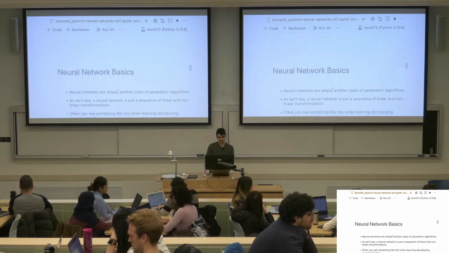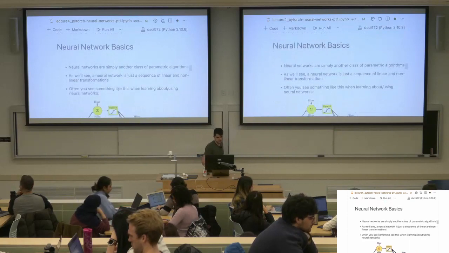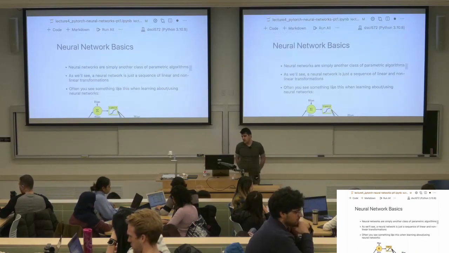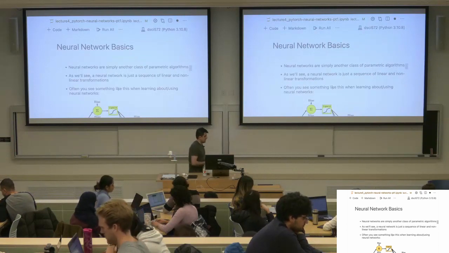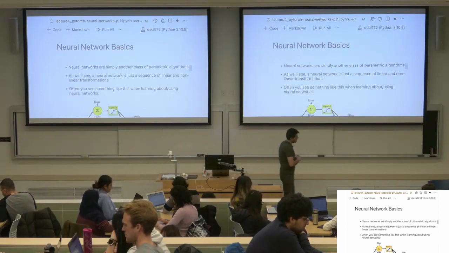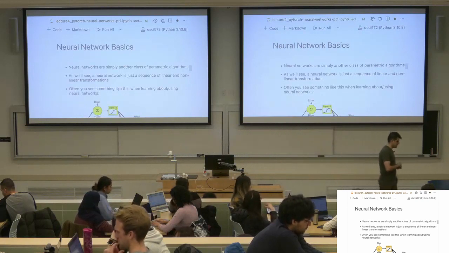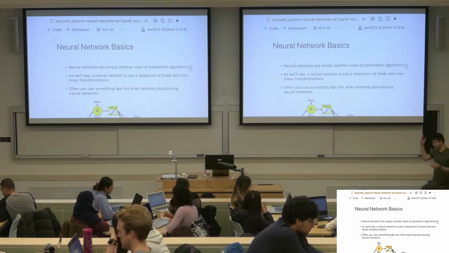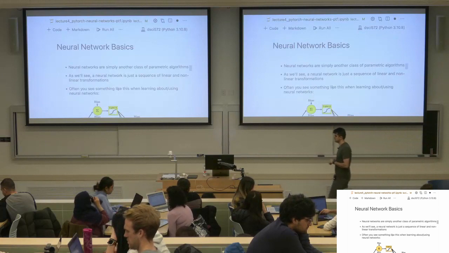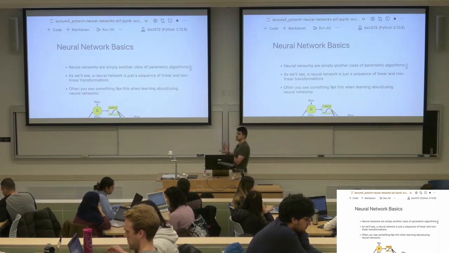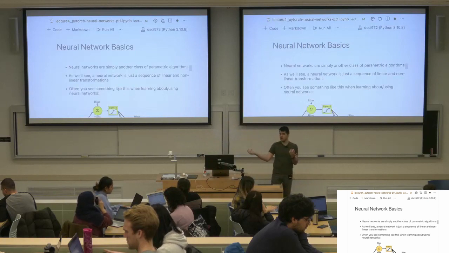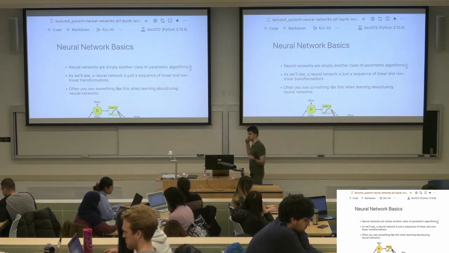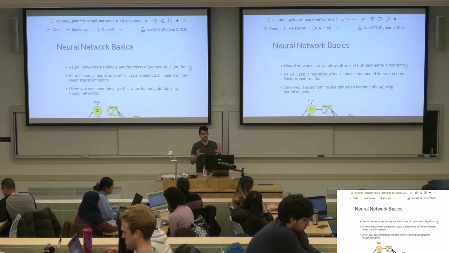Okay. Now let's move on to neural network basics. So what are neural networks? Neural networks are another class of parametric algorithms. A linear regression is a parametric algorithm. A nonlinear generalized regression is a parametric algorithm, because in all of those, we decide what the structure of the model looks like, and then we have some free parameters that we have to train so that the loss value is minimized.